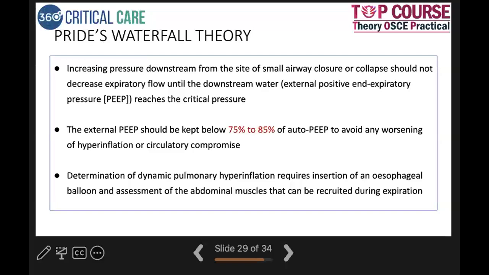Okay, so increasing the pressure downstream from the site of the small airway closure or collapse should not decrease the expiratory flow until the downstream pressure, that is the external PEEP, reaches the critical pressure. The external PEEP should be kept below 75 to 85% of the auto PEEP to avoid any worsening of hyperinflation or circulatory compromise. In such cases, dynamic pulmonary hyperinflation requires the insertion of an esophageal balloon and assessment of the abdominal muscles that can be recruited during expiration. So dynamic auto PEEP measurements are better in such scenarios than static auto PEEP measurements.